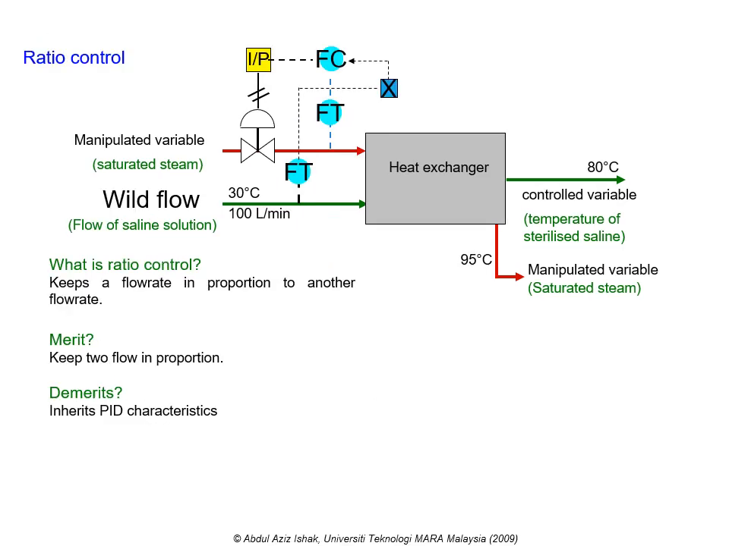Ratio controller. So what is ratio control? The ratio control architecture is used to maintain the flow rate of one stream in a process at a defined or specified proportion relative to that of another. The common application for ratio control is to combine a blend of two feed streams to produce a mixed flow with the desired composition or physical properties. What are the advantages of ratio control? It keeps the flows in proportion. As for the disadvantages, the ratio controller inherits PID characteristics.